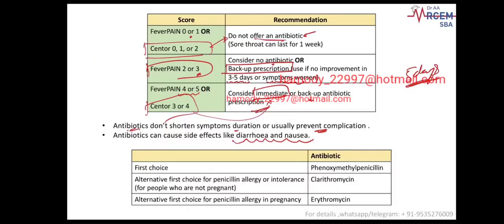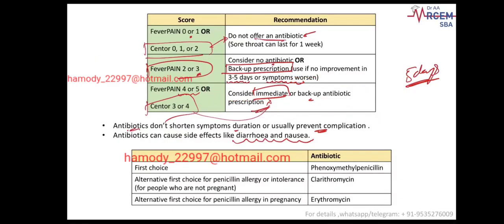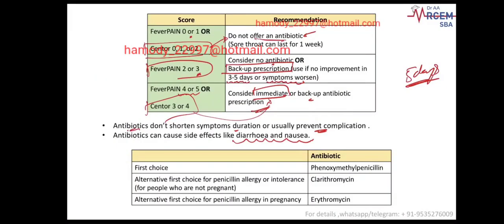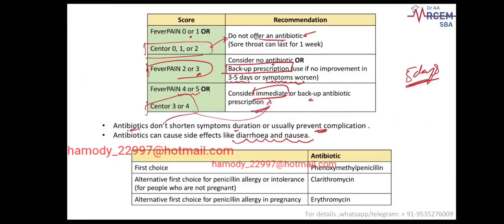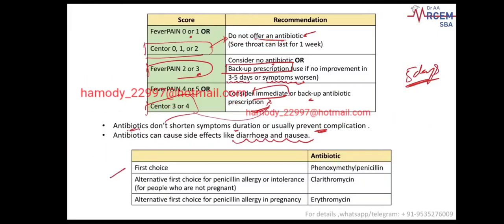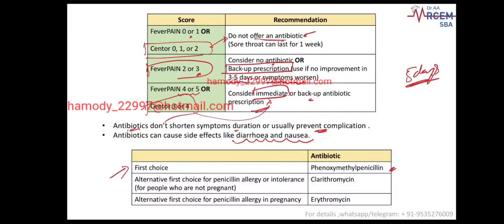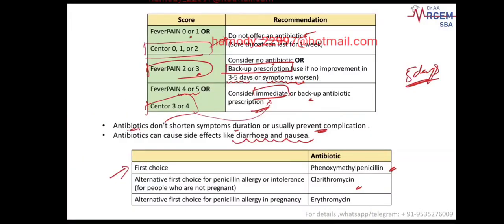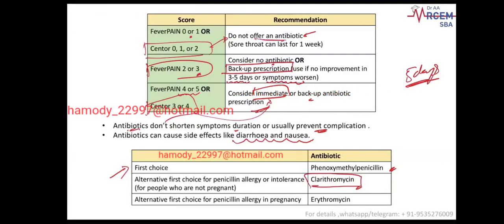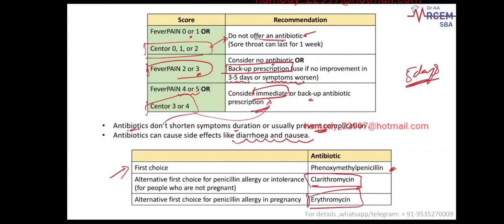Okay, so to prevent a complication, to reduce the duration, you shouldn't be giving the antibiotics. That's why antibiotic, when it is indicated, then only you have to give it. If it is not indicated, do not give it. Chances are that they develop resistance to the antibiotics over time. So because of all these reasons, we do not prefer giving antibiotics blindly unless we do a FeverPAIN score and decide on that. If the FeverPAIN score says give the antibiotic, the first choice becomes phenoxymethylpenicillin. The alternative, if someone is allergic to penicillin, is clarithromycin. Clarithromycin is not preferred in pregnancy. So someone who is allergic to penicillin and pregnant, then you are going ahead with erythromycin.